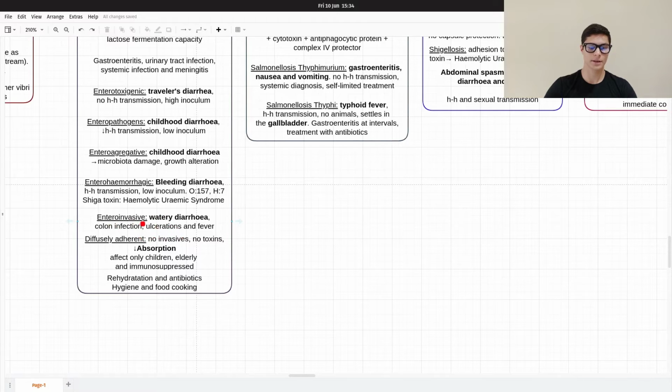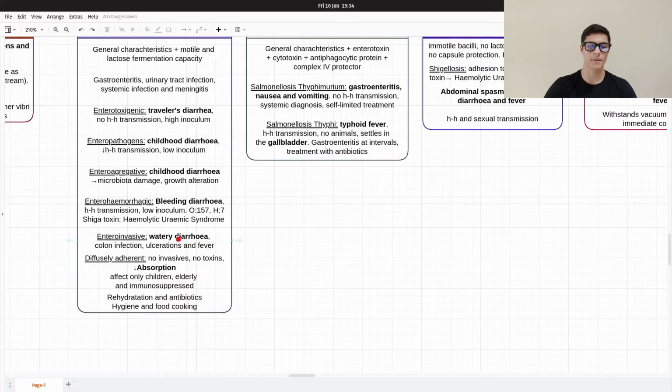Then we have the enteroinvasive, which causes the watery diarrhea and the colon infection, as well as ulcerations and fever. And as the last one, we have the diffusely adherent, and these are non-invasive with no toxins, and it lowers the absorption. And this is very important because by lowering the absorption, they affect children for their growth, because they're not able to actually get those nutrients they need for the development of their bodies.